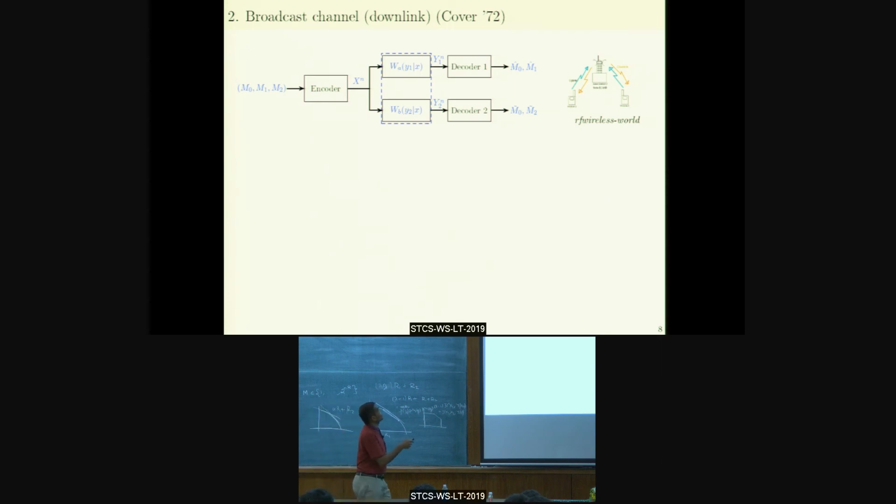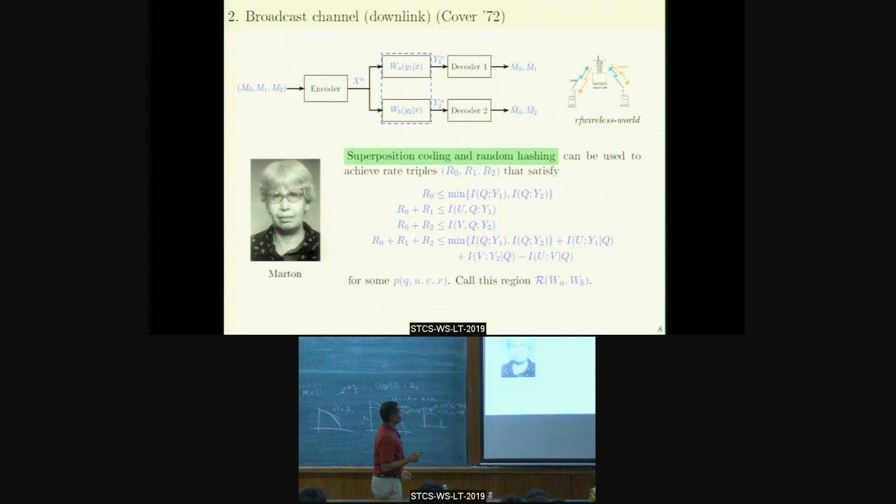Since there's no feedback, his decoding decision just depends on the marginal channel Y1 given X, and the other's decoding decision depends only on Y2 given X. So this is really the broadcast channel. And you can ask, what is the capacity region? Cover and Marton showed that you can achieve a rate triple R0, R1, R2 as long as they satisfy these four constraints. This is a very clever use of random hashing to get this constraint.